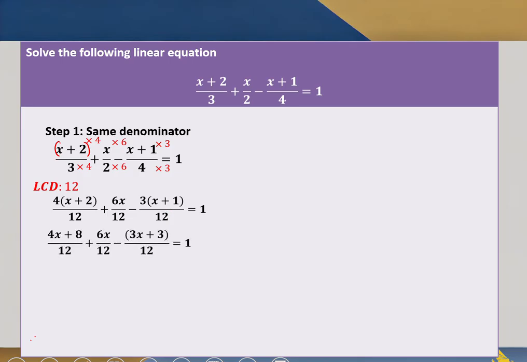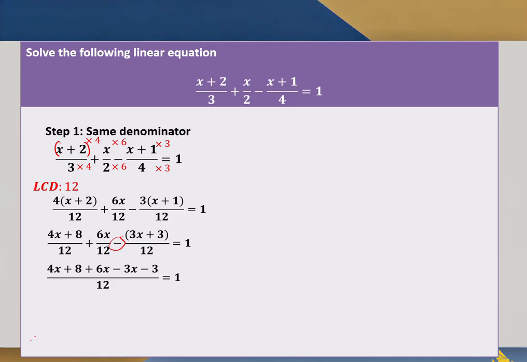One of the things you'll notice that I've done is I've kept this one in brackets just because I've got a takeaway sign right here. That takeaway sign needs to be applied to both 3x and 3. So I'm going to rewrite this as one bracket now. And now I've got negative 3x and negative 3.